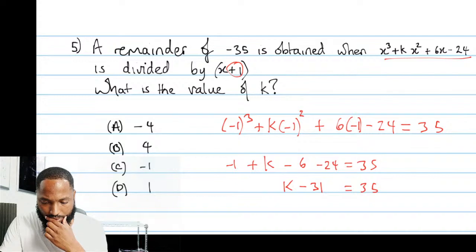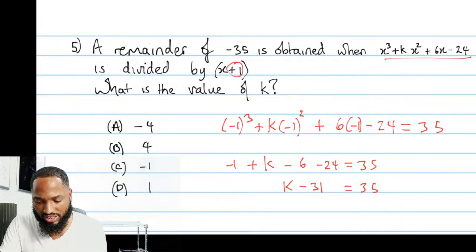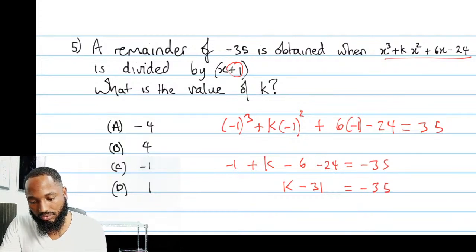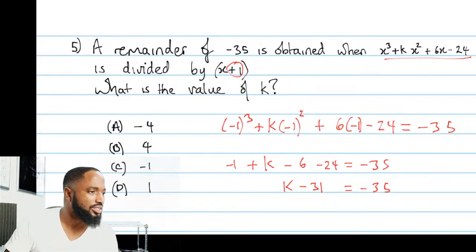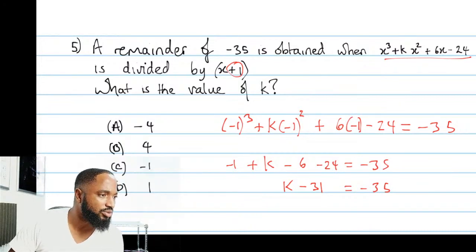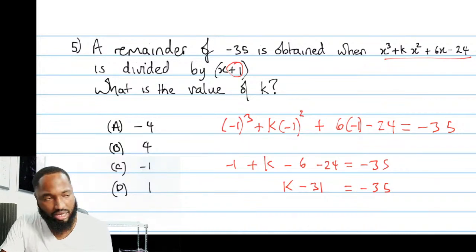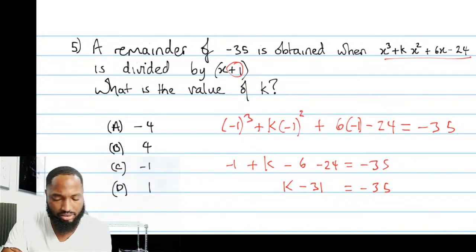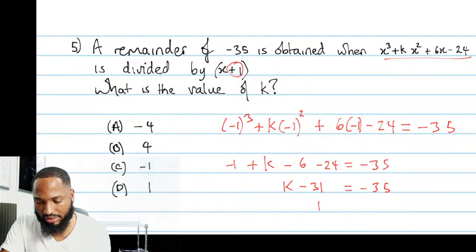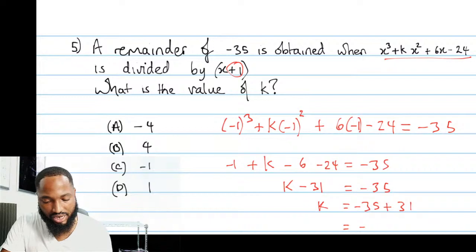Did we now? Oh, it's negative 35. Oh my bad. That'll be a little scary. Negative 35. Everybody see that, negative 35? So why is it positive? I just left out the negative here. And bring across that k is equal to negative 35 plus 31, which is negative 4.